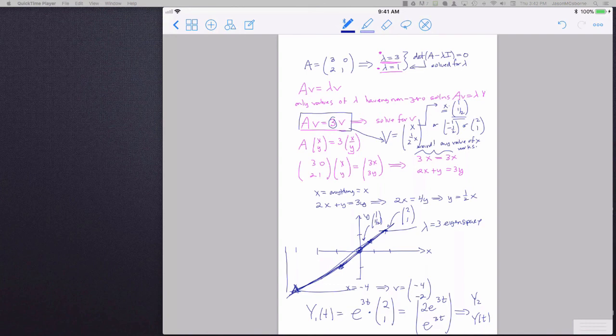Okay. So that ends this video on how to compute eigenvalues and eigenvectors, and you can now pick up the problems from the textbook.